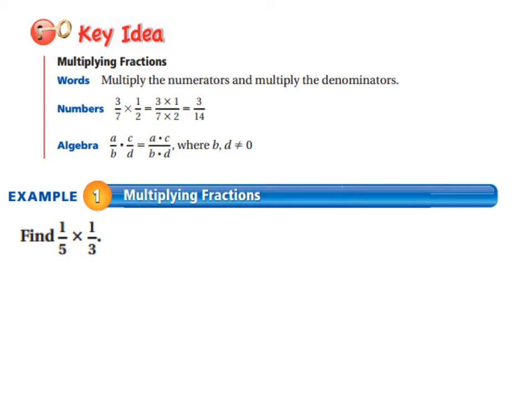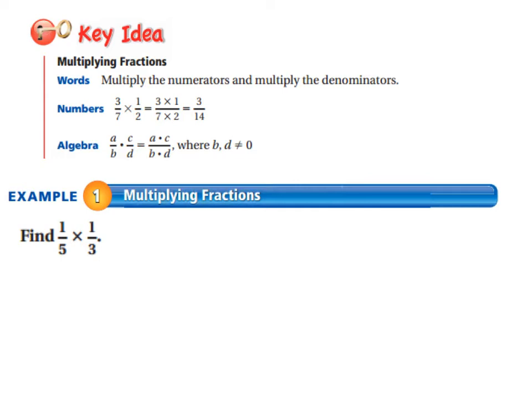multiply fractions. In numbers, it would be represented as 3/7 times 1/2, the numerators 3 times 1, and the denominators 7 times 2. And then completing the multiplication, 3 times 1 is 3, 7 times 2 is 14, so 3/7 times 1/2 is 3/14.